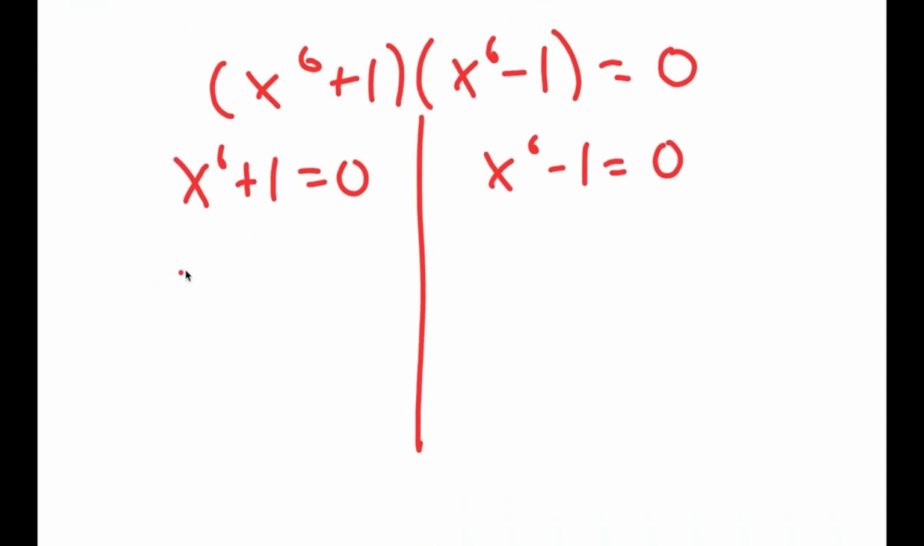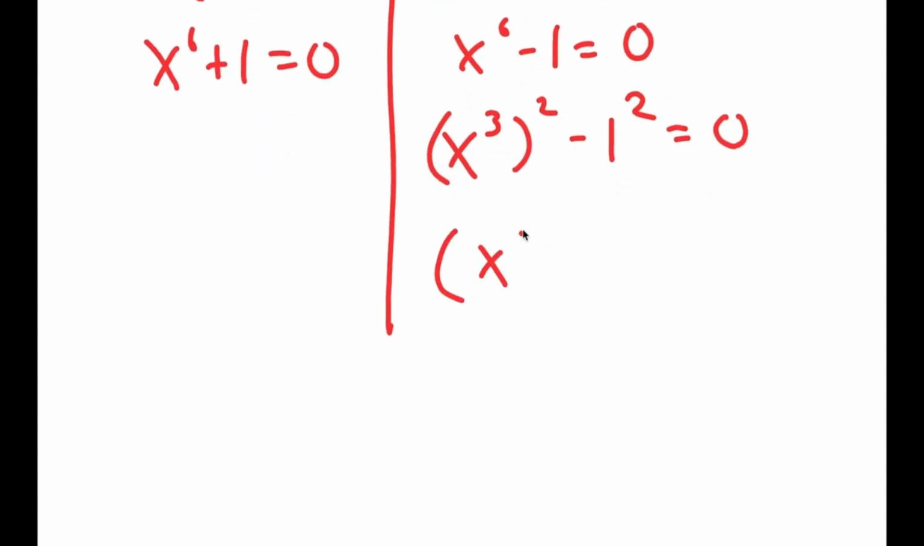Now I'm going to do the same thing again. I'm going to rewrite x to the power of 6 minus 1 equals 0 as x to the power of 3, to the power of 2, minus 1 squared is equal to 0. So I can use this property again and get x to the power of 3 plus 1 times x to the power of 3 minus 1 is equal to 0.